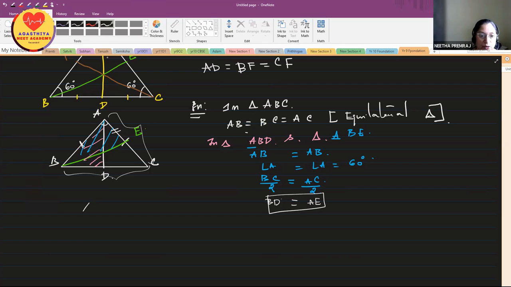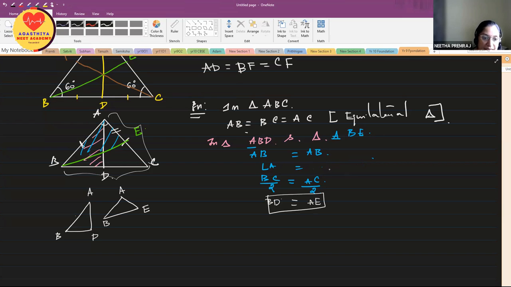For your comfort, I will draw them separately. You will have a better understanding. I'll draw triangle ABD and another triangle, ABE. Wait, here I made a mistake.